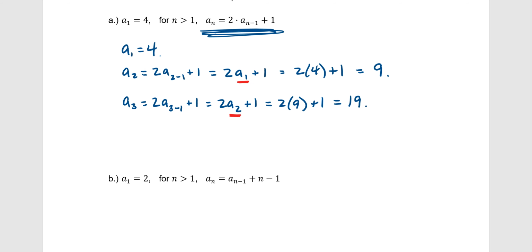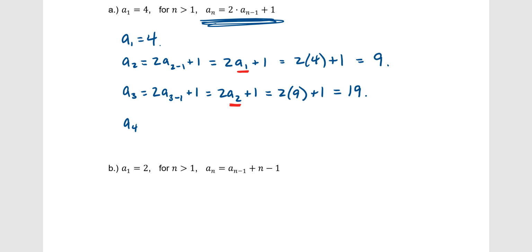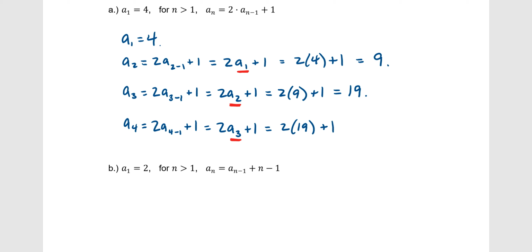And let's find one more here, a sub 4. That's going to be, using the definition, 2 times a sub 4 minus 1 plus 1. That's 2 times a sub 3 plus 1. And we just found a sub 3, which was 19. So 2 times 19 plus 1 gives us 39. So that is a recursive definition because each term depends on the previous term.